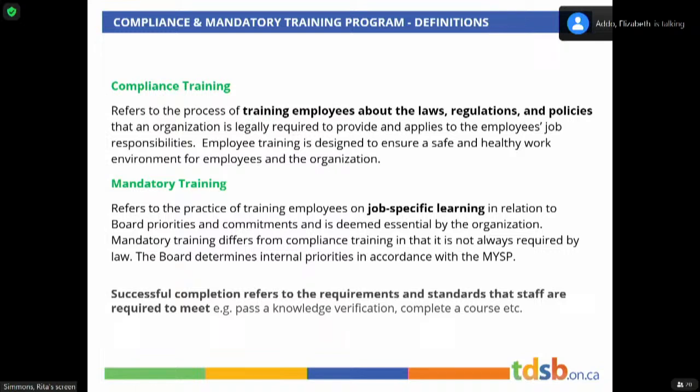Both compliance training and mandatory training are in place to help TDSB in part avoid legal and regulatory violations, protect the reputation of the organization, and promote the culture of compliance and transparency. Now, next slide, and I'll turn it over to Lorraine and Nazia for the annual offence declaration.